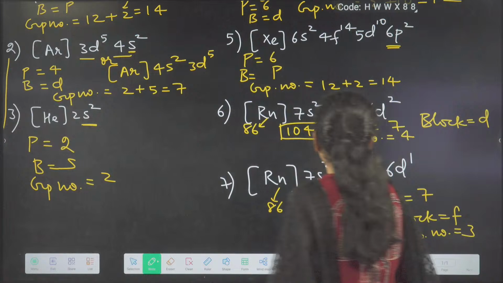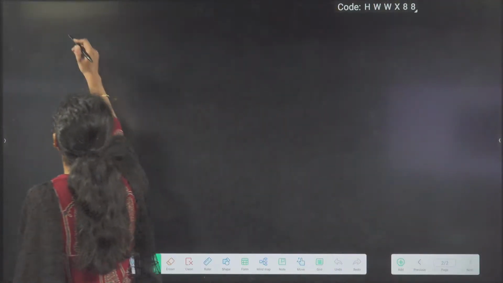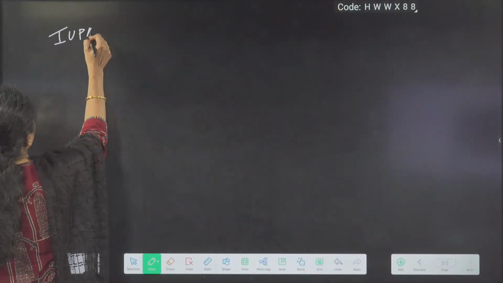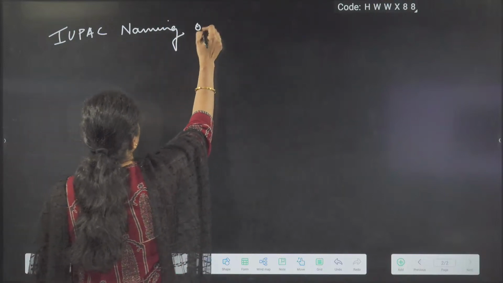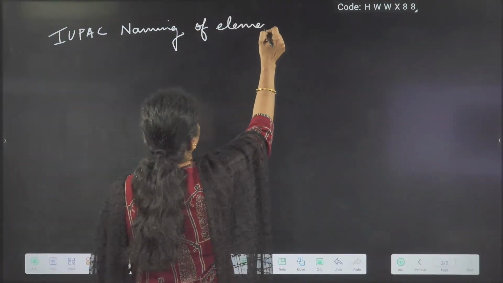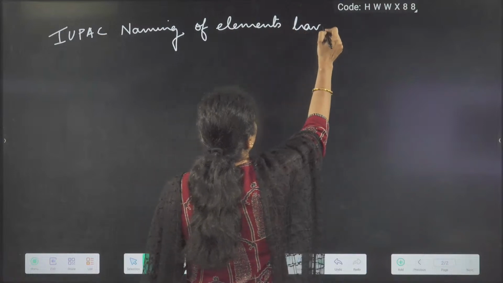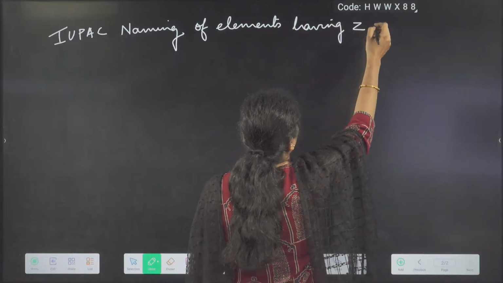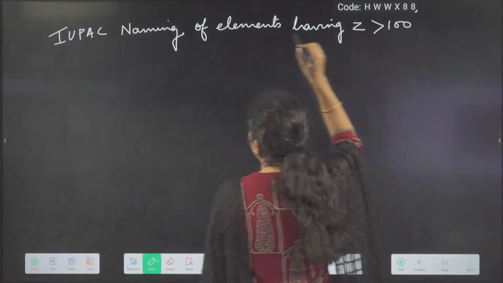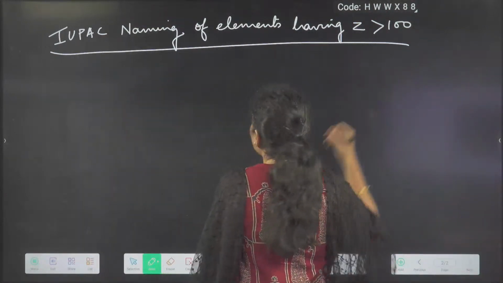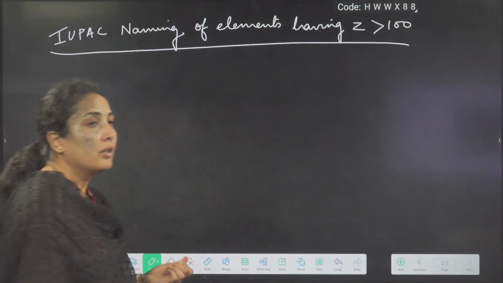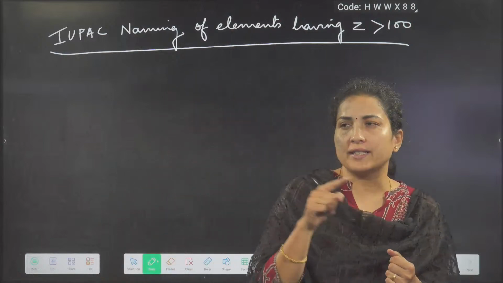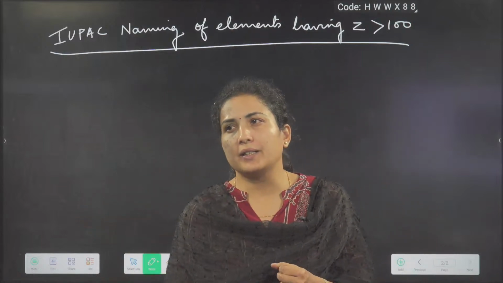Okay. Now let us go ahead here. And I'm writing now IUPAC naming of elements having atomic number greater than 100. This is also there in your test syllabus. That's the reason I'm saying here. Now, as such, it is given in your NCERT on page number 80, right?